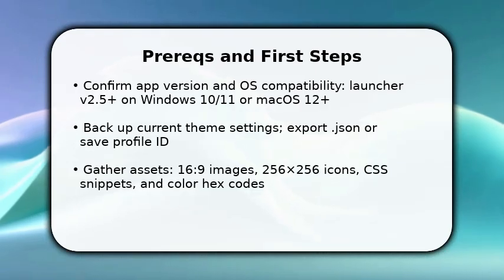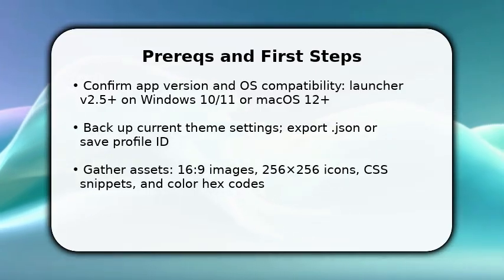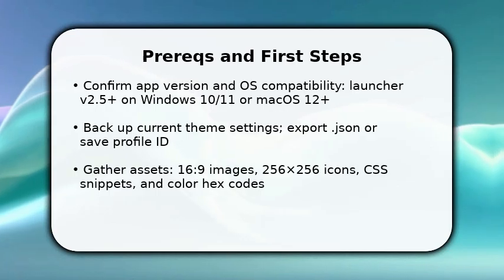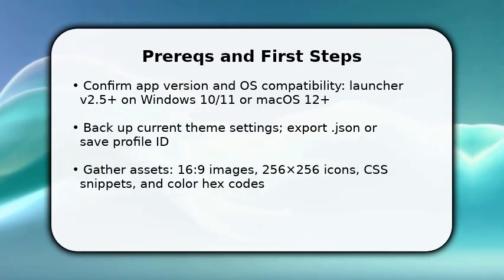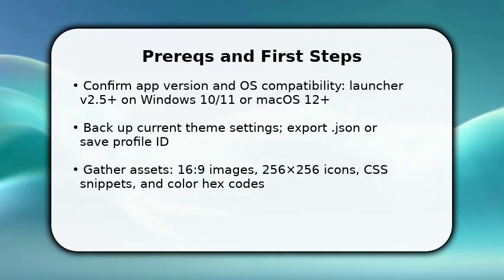You start by verifying compatibility and securing a backup so nothing is lost. Open the launcher, check Settings > About, and confirm version v2.5 or higher. If not, update. Once done, export your existing theme profile as a JSON file to a known folder.